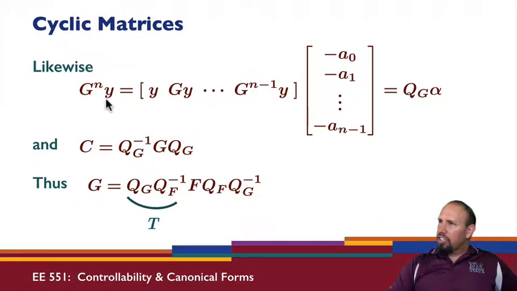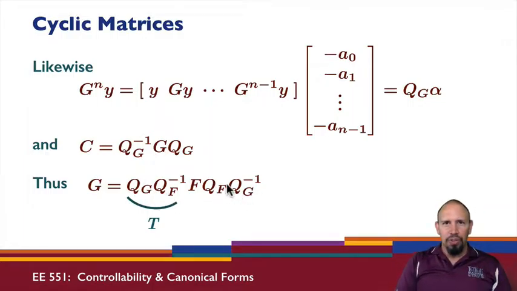Similarly, I can do the same thing for G and Y. I can show that G to the power n times Y can be written this way. Again, I can show that C is given by this expression, and so since C is given by this expression and by the other expression, I can find a similarity transformation that relates the two.